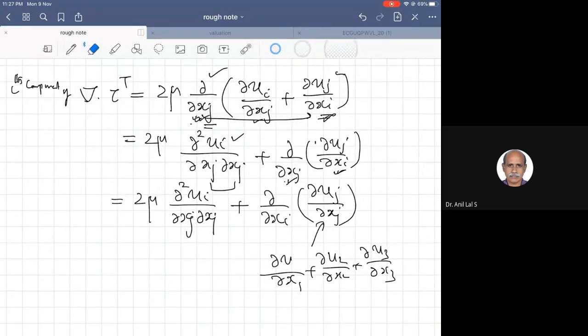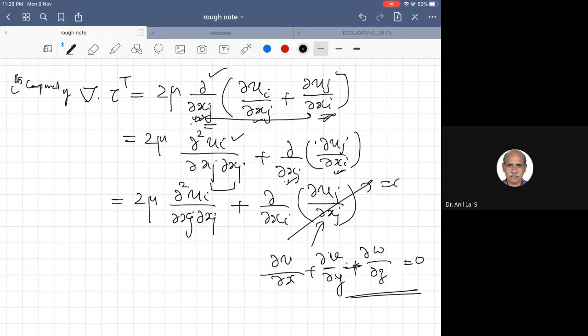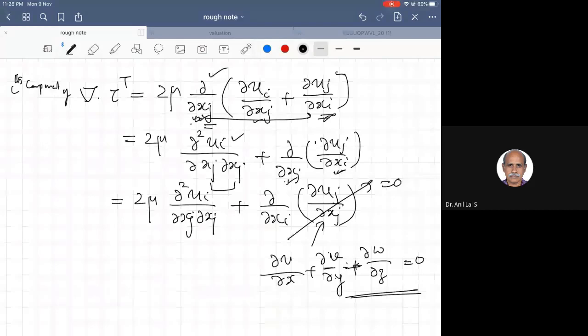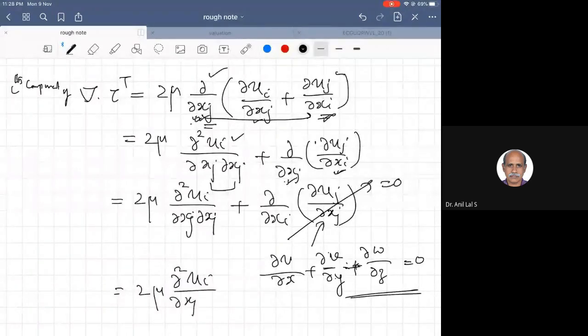Our normal notation is that u1 is u itself, u2 is the second component, in Cartesian it is v, and u3 is w. And x1 is x itself, x2 is y and x3 is z. So we will write x, y, z. And this is actually equal to 0 as per the continuity equation. So ∂uj/∂xj is 0. So you get 2 mu ∂²ui/∂xj∂xj.